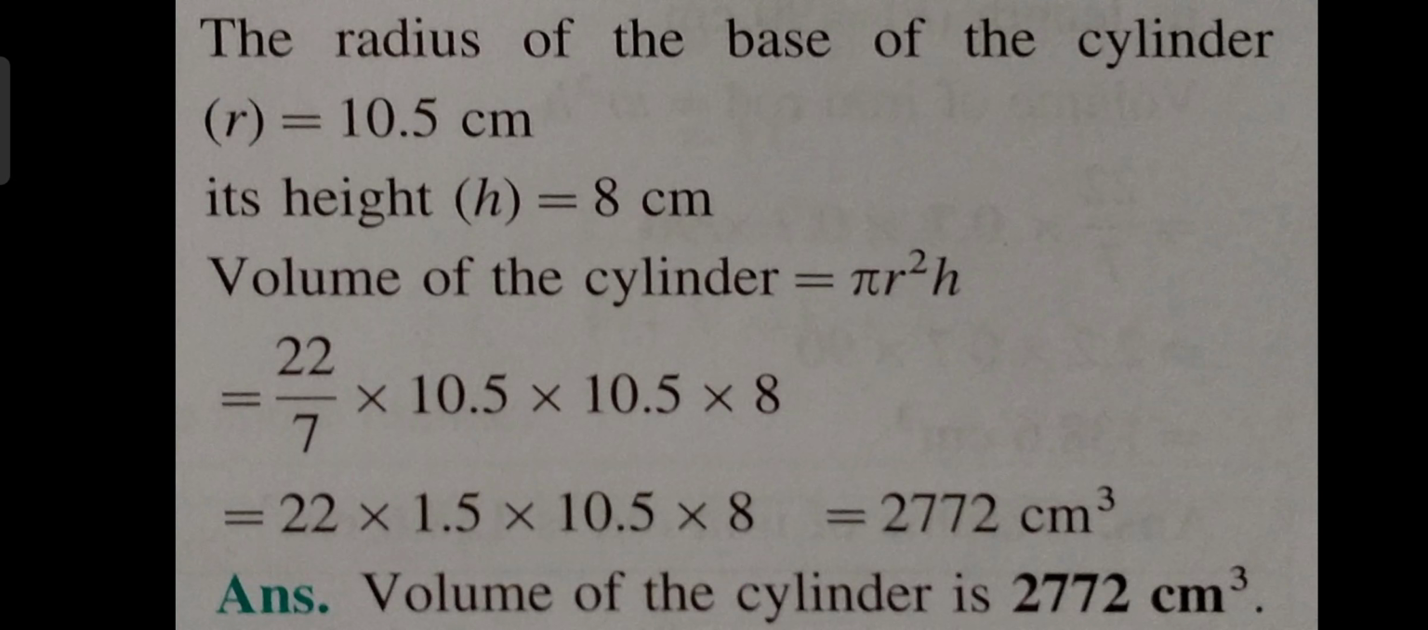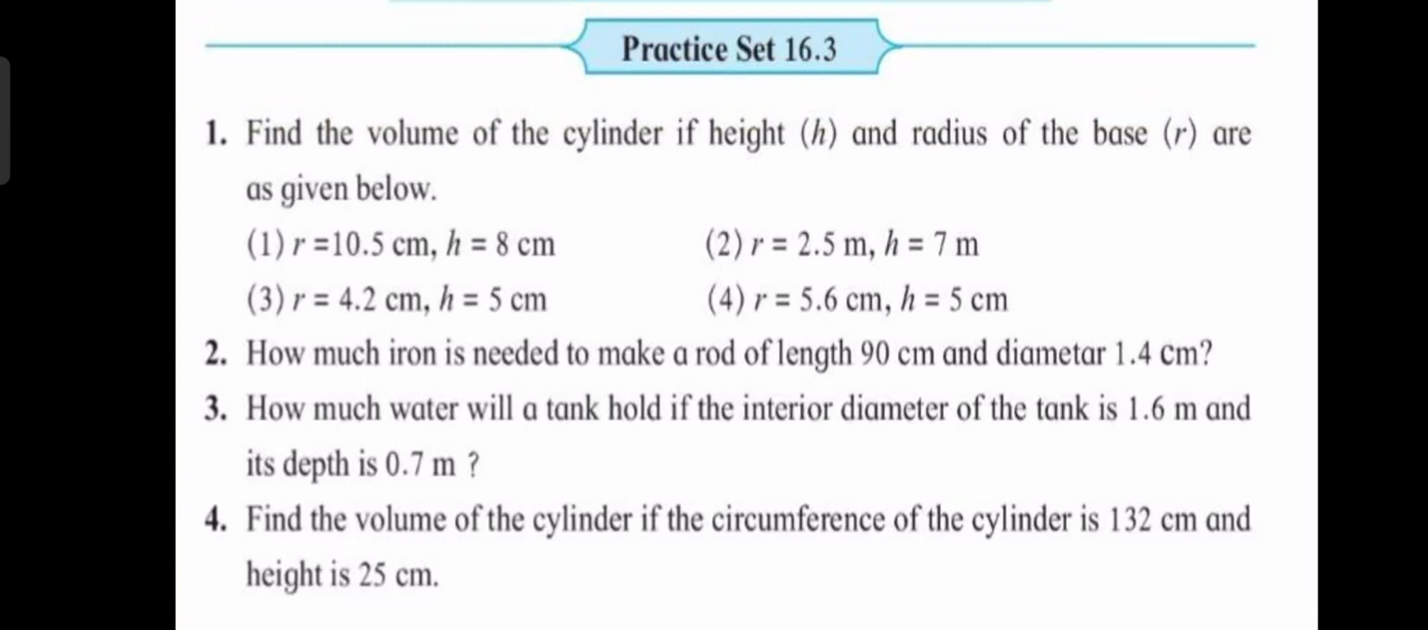After doing the calculation, we cancel 7 ones are 7 and 7 1.5s are 10.5. So it is equal to 22 into 1.5 into 10.5 into 8. That gives the answer as 2772 cubic centimeter. Since we are finding the volume, the answer has to be in cubic units. So the volume of the cylinder is 2772 cubic centimeter.